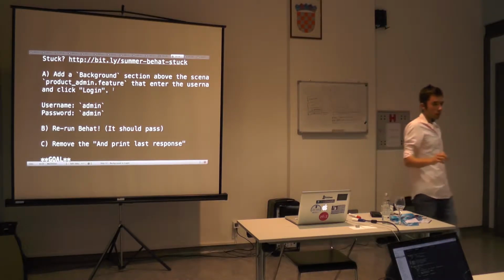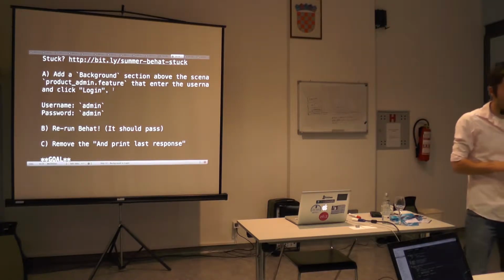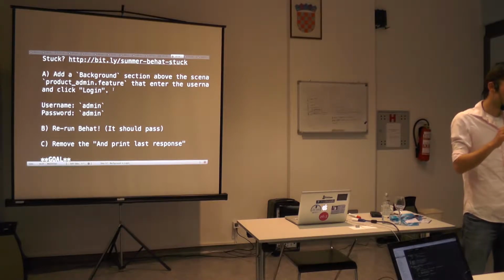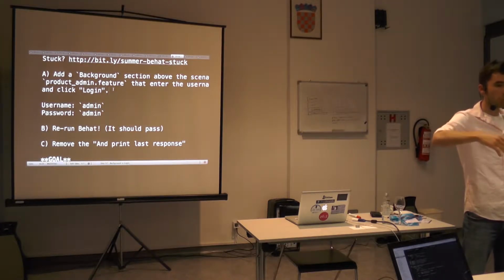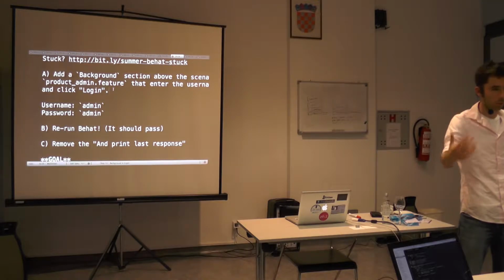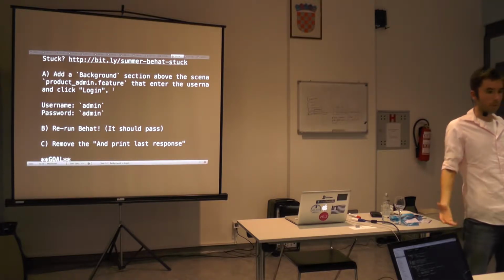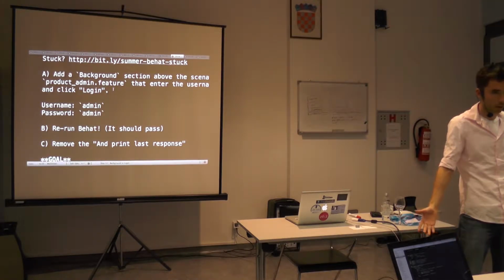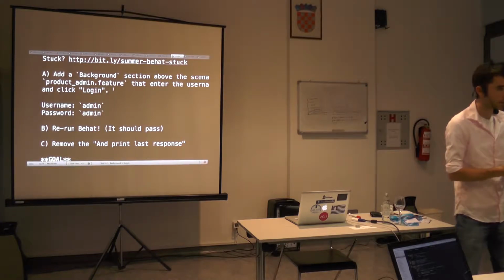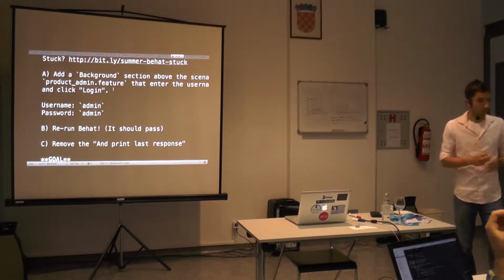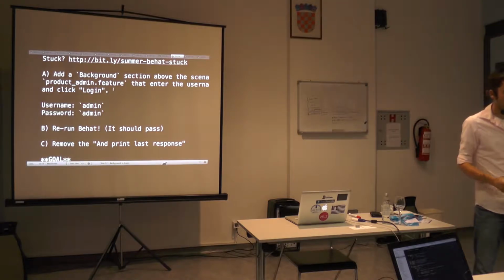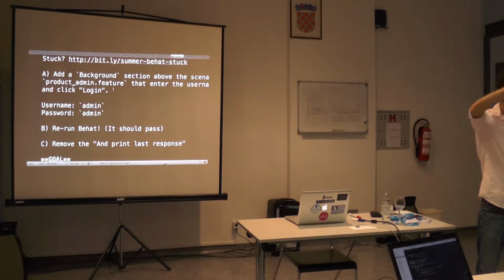So here's basically the situation. Somebody comes to you and says, okay, we can't have the product admin feature open to the world. We need to require someone to log in first. We haven't developed that yet. The site does not require login right now. You can log in, but it doesn't require it. So the first thing we're going to do, before we actually implement this, is change our scenario to represent how we want things to work.